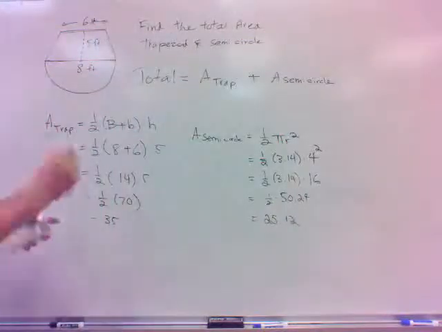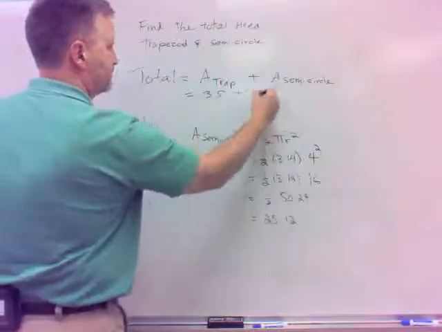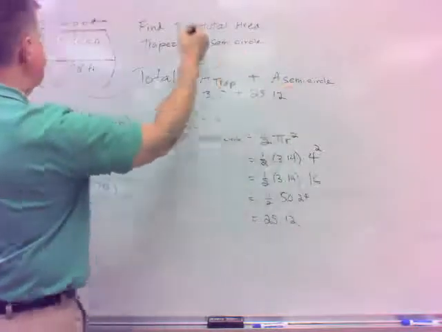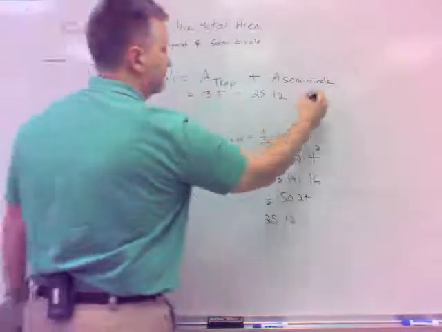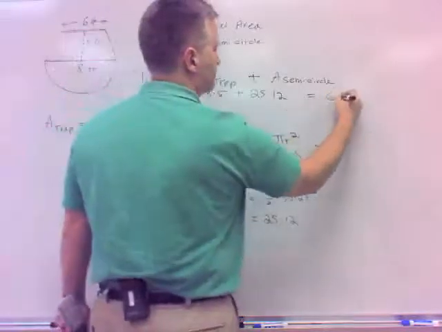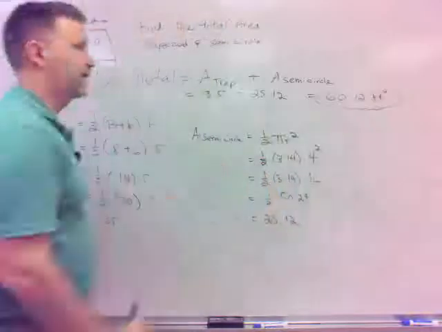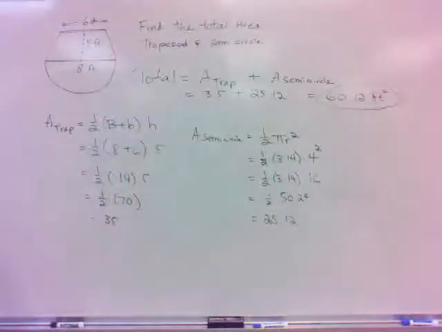So my total area would be 35 plus 25.12, which is 60.12 square feet, square units always for area. Did I do that right? I was going through pretty quick. Is this okay?